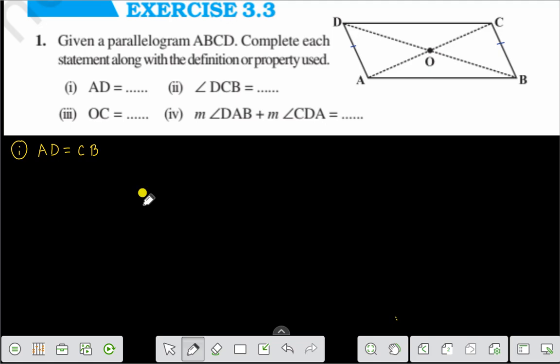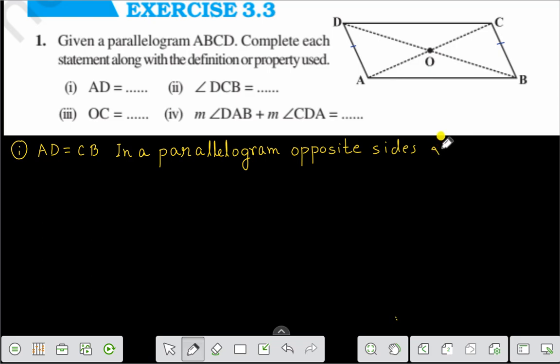In a parallelogram, opposite sides are equal in length. In a parallelogram, opposite sides are equal.